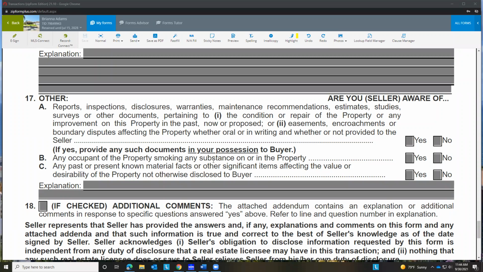Any occupant of the property smoking any substance on or in the property. This is a yes or no question. Guys, in December, this is going to change to smoking or vaping.